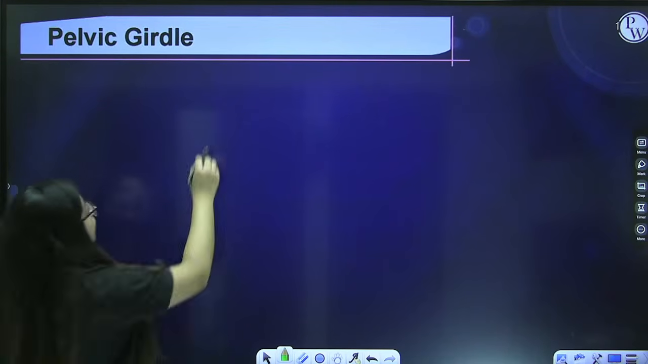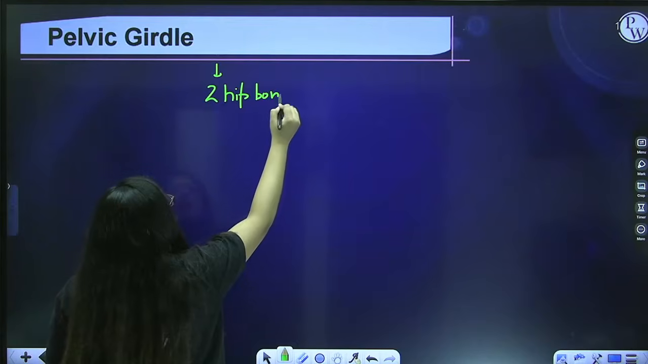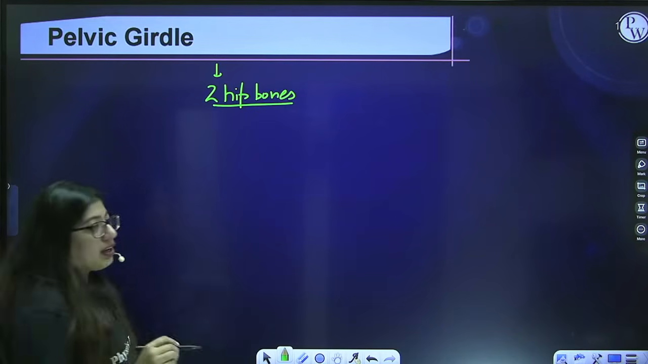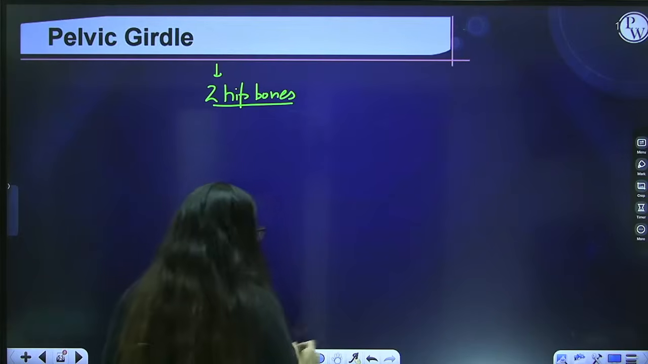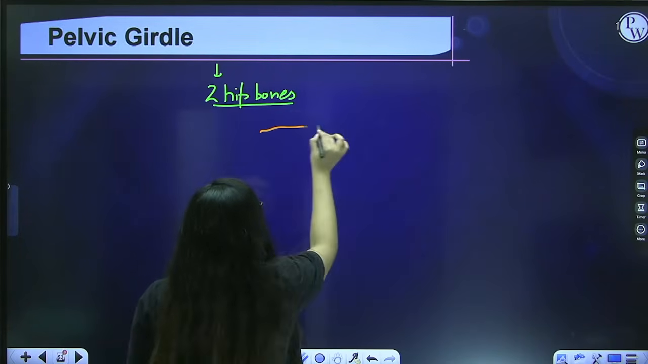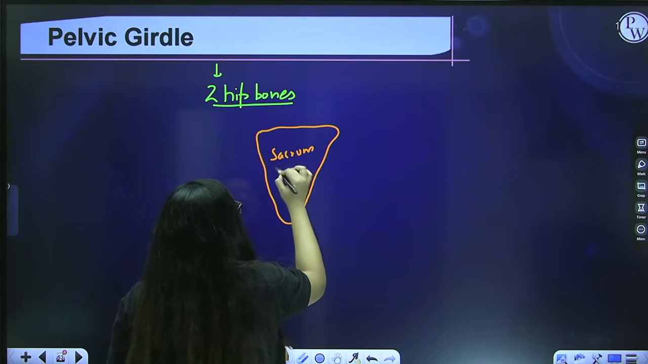All right. Moving further to the pelvic girdle. Pelvic girdle is formed of two hip bones. It is formed of two hip bones. Okay. So if you'll see to the dorsal side, the sacrum is present. To the dorsal side, this is how sacrum is present.